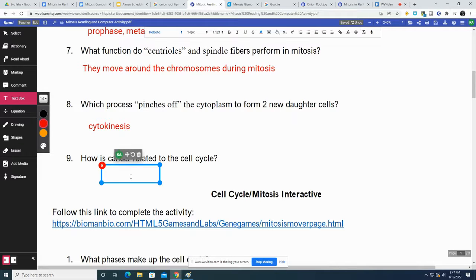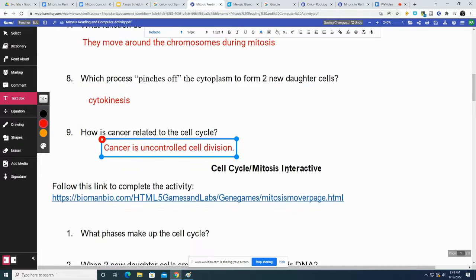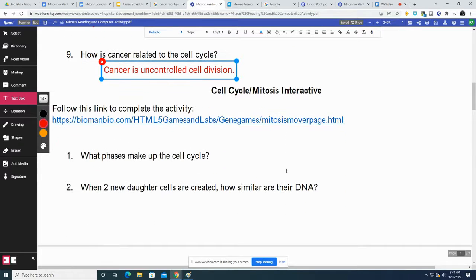How is cancer related to the cell cycle? Well, cancer is uncontrolled cell division. The cell just keeps dividing and dividing and dividing. It doesn't go into interphase. It just keeps making copies and copies, and it forms a tumor. That's what cancer is.